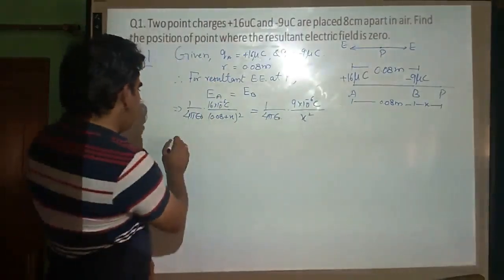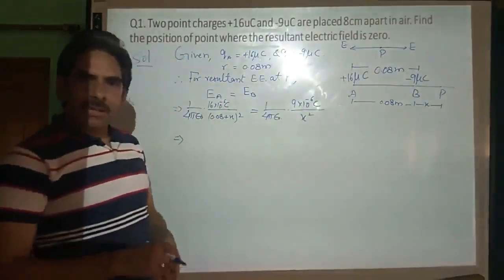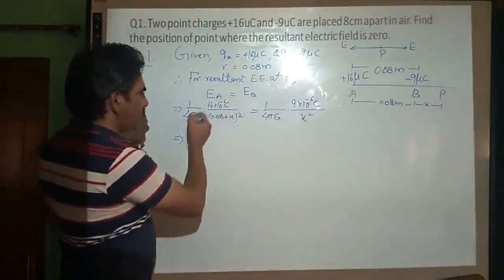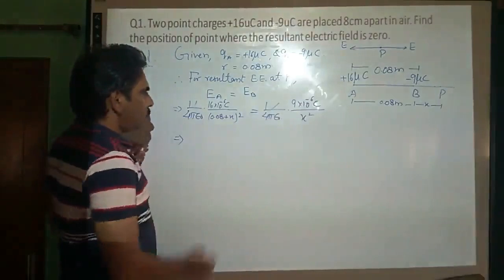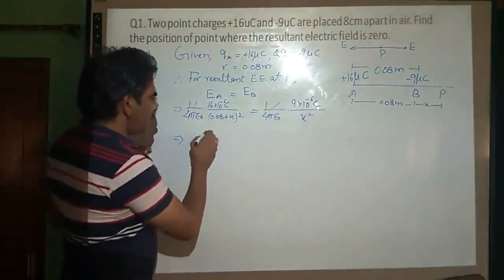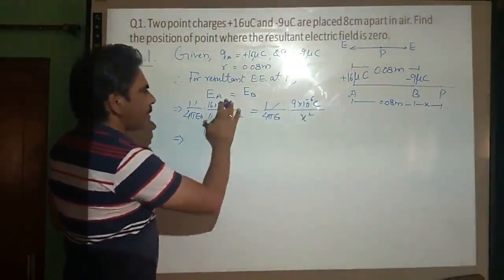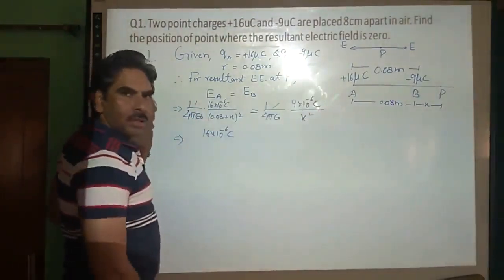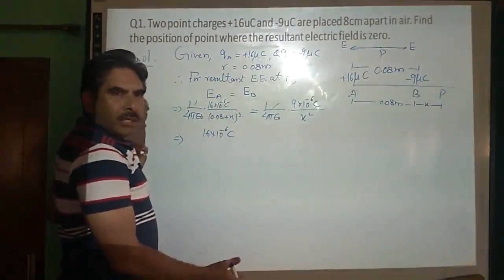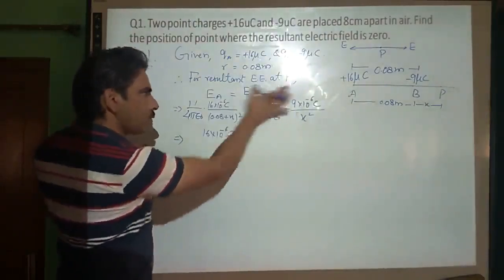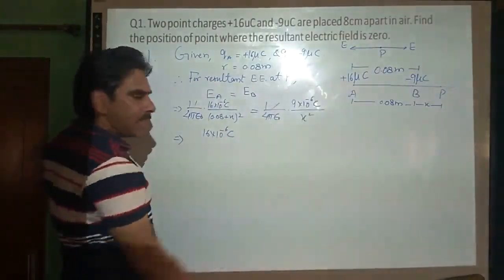You have to simplify this and find the value of x. That is the only question here. So the things which cancel out are these. We are left with only these terms. So it is 16 into 10 to the power minus 6 coulomb. I am just writing the magnitudes only. We are not interested in the direction, so I am not putting a minus sign here. So the magnitudes of both the electric fields at point P are the same.